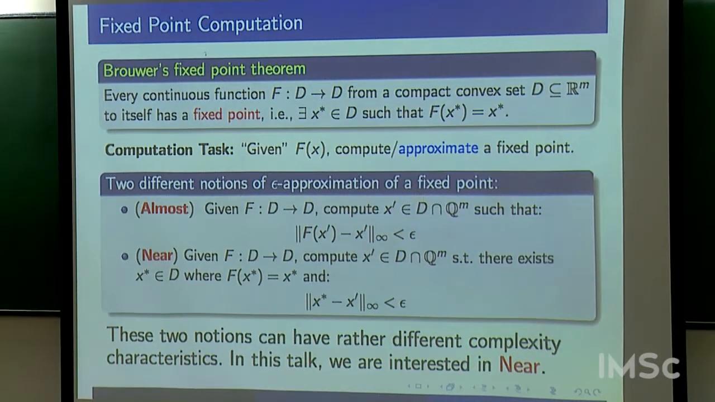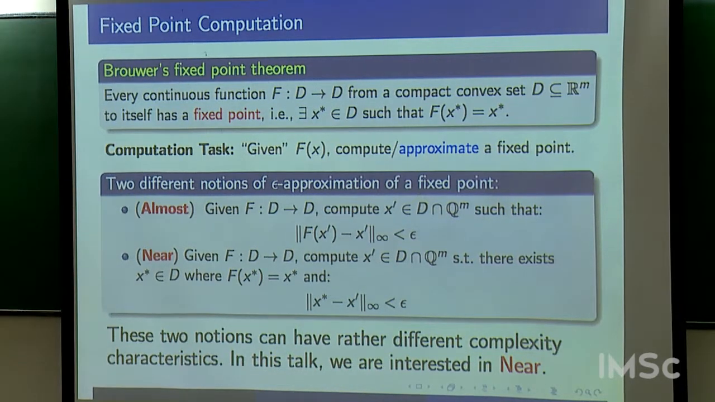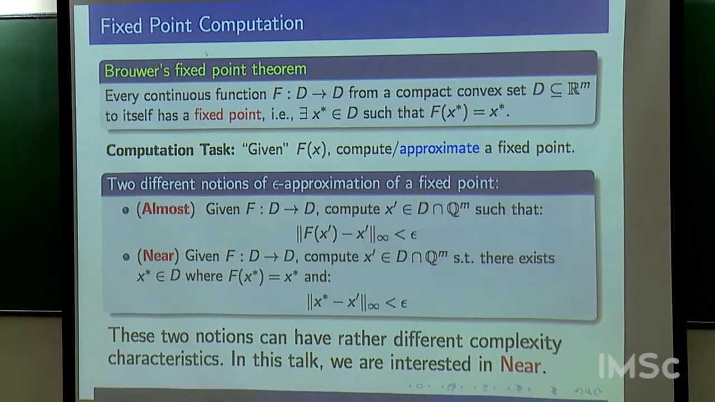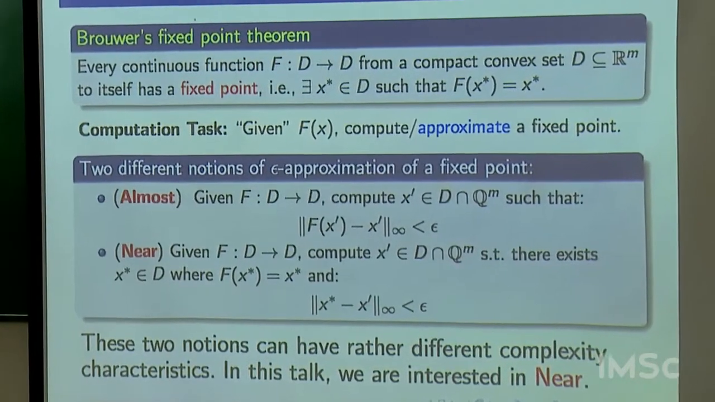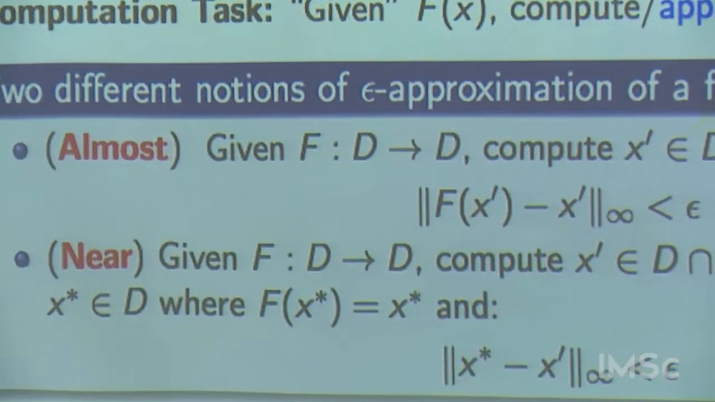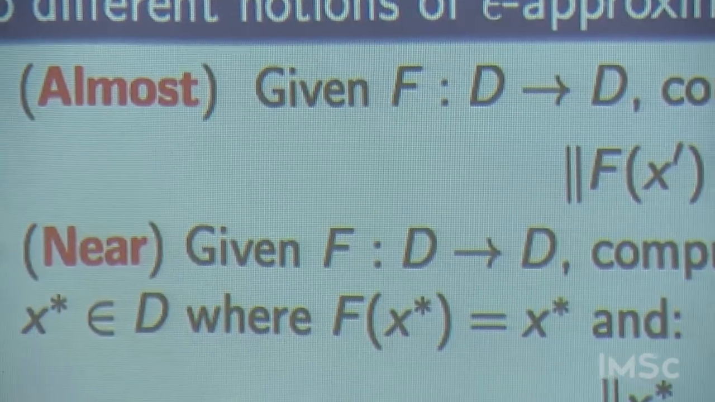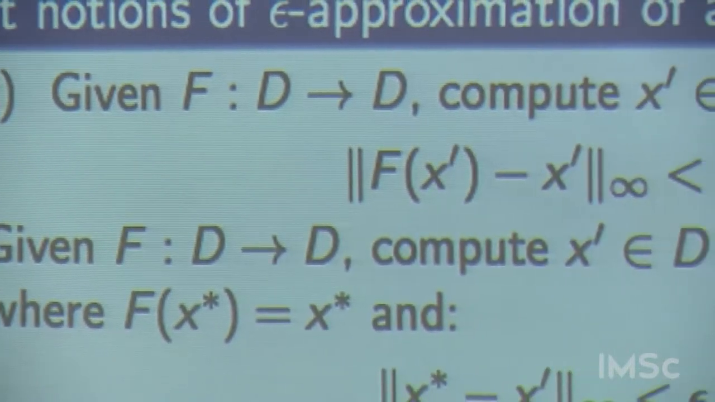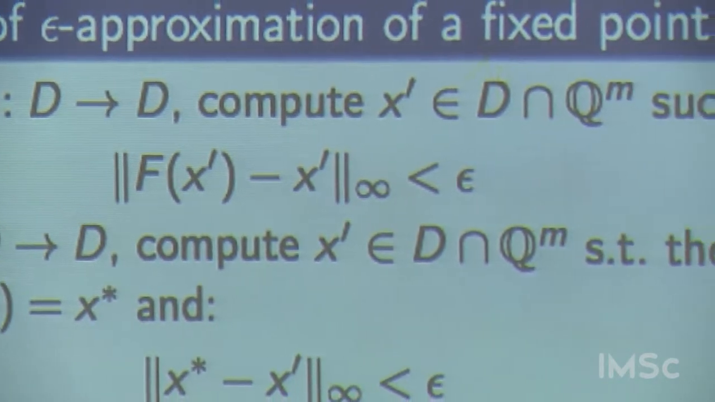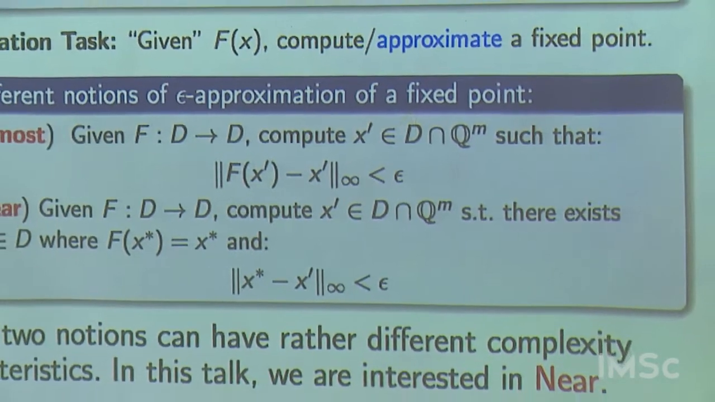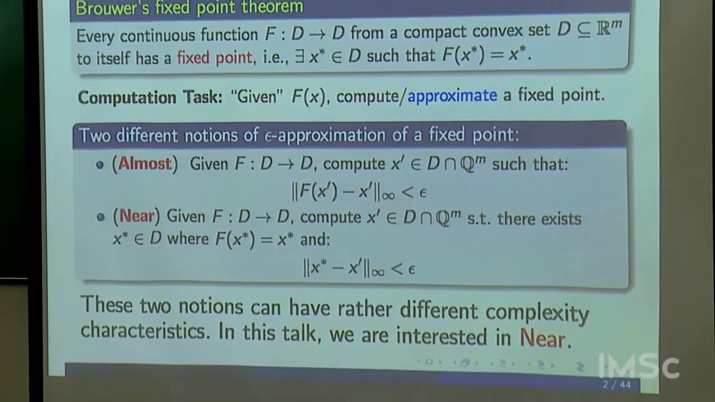In particular, for example, there are certain stochastic processes that I will talk about later where the probability of a certain event is captured by the unique Brouwer fixed point of some function, and I want to compute that probability. That's all I'm interested in. If there are almost fixed points that are far away from that unique probability that I'm trying to compute, I'm not particularly interested in them. So we're going to be focusing on this notion of near approximation.